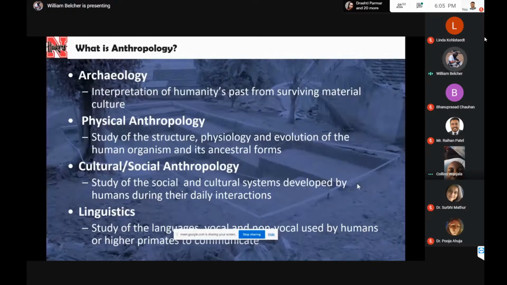Cultural or social anthropology is the study of the social and cultural systems developed by humans during their daily interactions. I think that's something that obviously we're all very familiar with, but it also has a very scientific aspect to study as an anthropologist. And then linguistics is the study of language. There's both vocal and non-vocal behaviors that we exhibit when we're communicating, used by humans or higher primates.